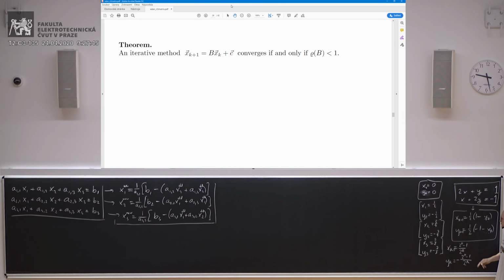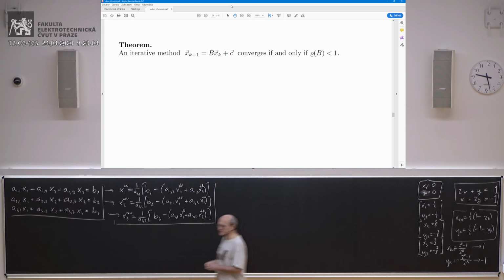And indeed, one can use mathematical induction to prove that this is true. That's the resulting sequence, and we can see that it converges to 1 and -1. By a remarkable coincidence, 1 and -1 is exactly the solution of the original system. So this iteration actually seems to work.